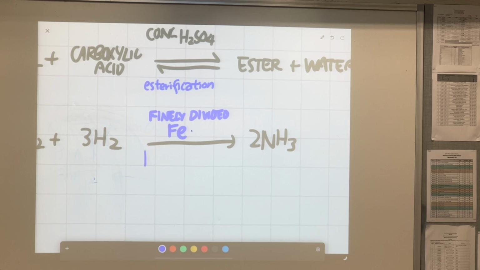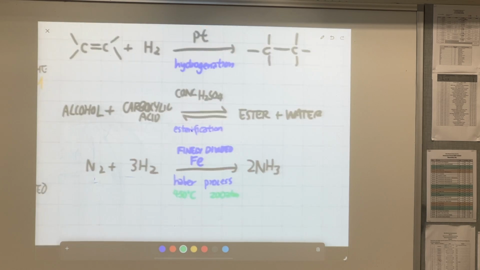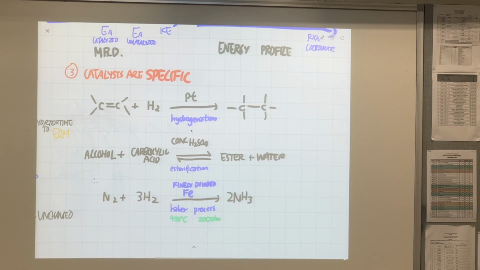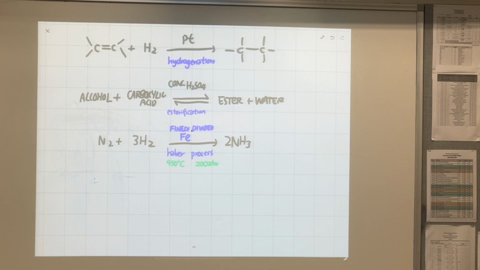The name is the Haber process. And the catalyst is finely divided iron powder. The condition is 450 degrees C and 200 atm. Okay, and two more. Actually, there are a lot more, but I don't want to scare you.